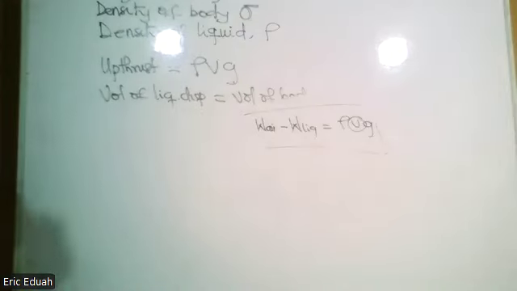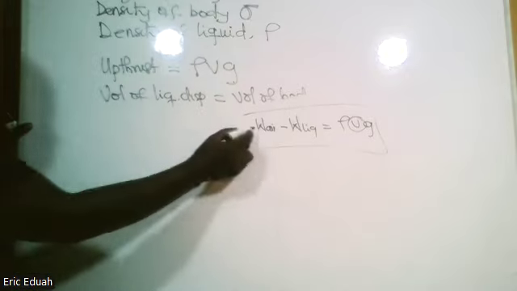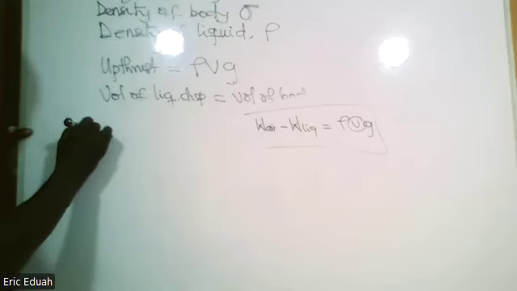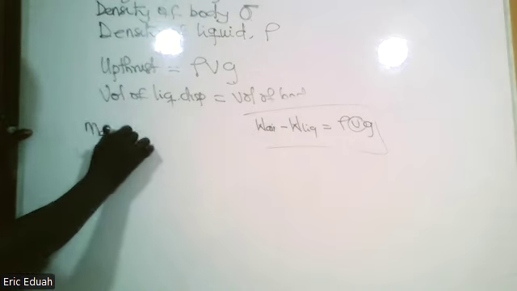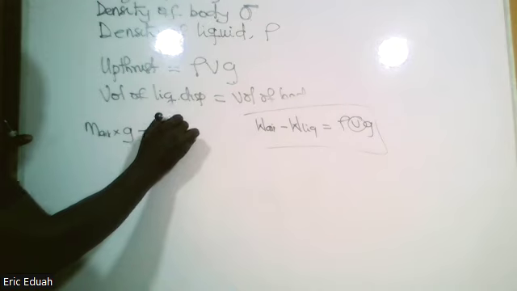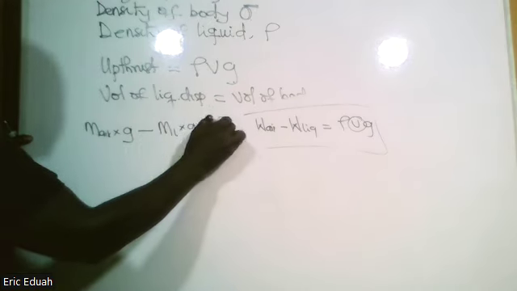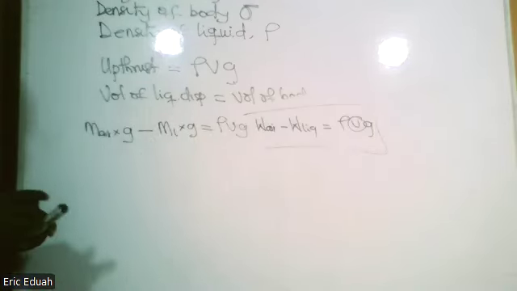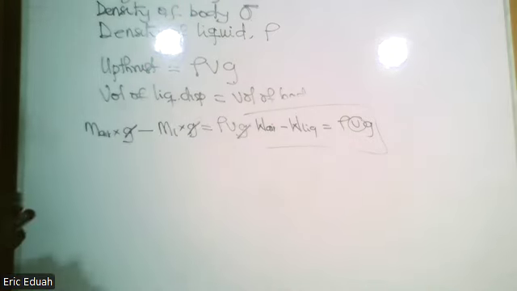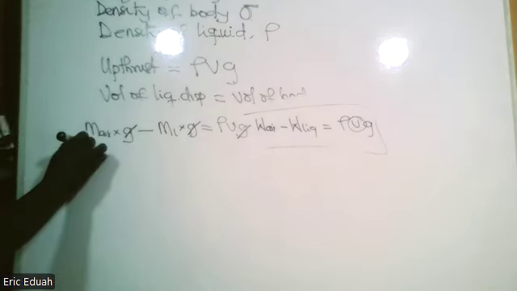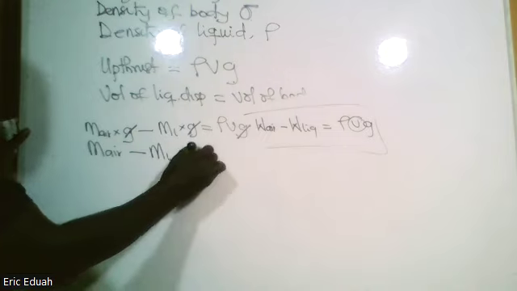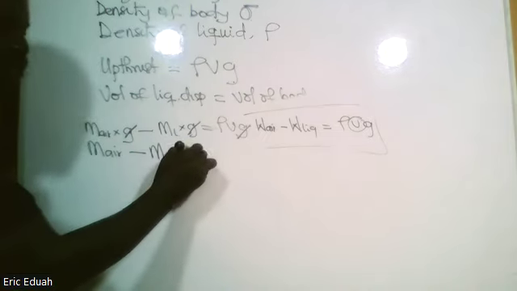Let's see. So, weight in air, okay? Don't forget, we can express weight in air as mass in air times gravity, minus weight in liquid, mass in liquid times gravity, which is equal to rho Vg. So if we are going by this, then gravity will cancel out, so that we have mass in air minus mass in liquid equal to mass of liquid displaced, which is rho V.